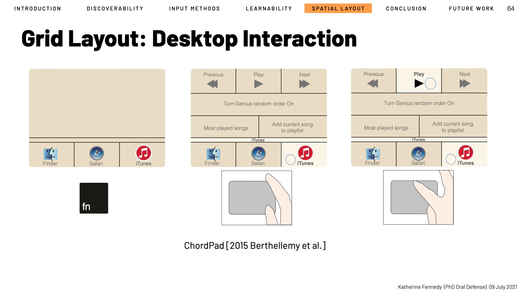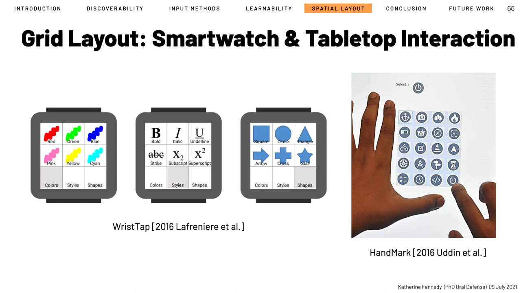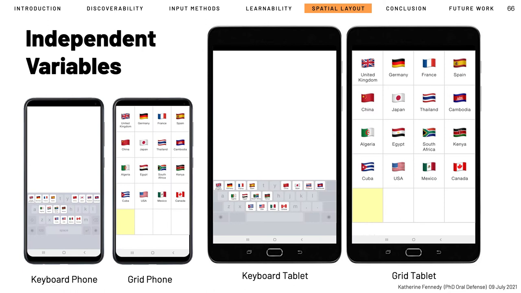Users first had to press the function key and the favorite application will be rendered on the screen. Then users could type on the trackpad to make the selections accordingly. The grid layout has also been proposed for smartwatch and tabletop interaction. Therefore, we were motivated to investigate how would SoftCuts keyboard layout stand against an alternative grid layout. So we measured the speed and accuracy of selections made on each layout and also on each device.